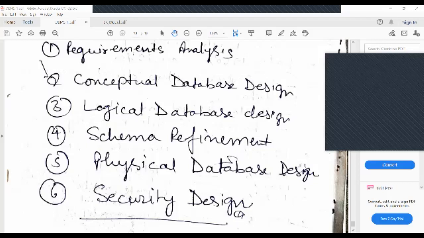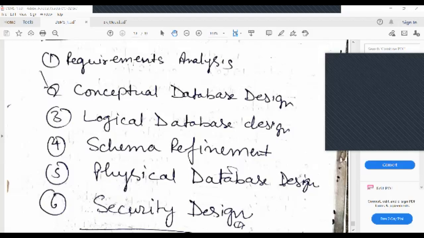Then physical database design is the part of deciding which kind of indexing, hashing, or something like that, which you are going to use. Then security aspects. This is again not part of your syllabus, but these are the 6 steps by using which any kind of analyst, database analyst, can design the database for an enterprise.